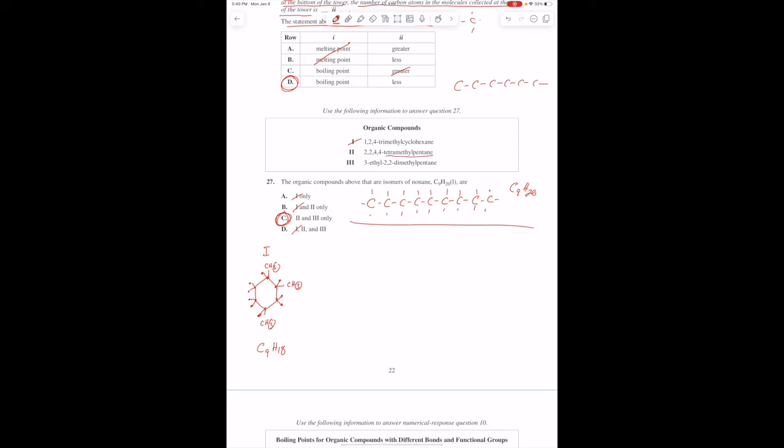Okay, tetramethyl pentane. Okay, so 1, 2, 3, 4, 5. Pentane. Tetramethyl. So 2, 2, 4, 4. Oof, I'm not very good at this. Okay, 1, 2, 3, 4, 5, 6, 7, 8, 9, 10, 11, 12, 13. Oh, dang it. 13, 14, 15. Skip. 16. Skip. 17. 18. 19. Skip. 20. Yep. Okay, so yes.